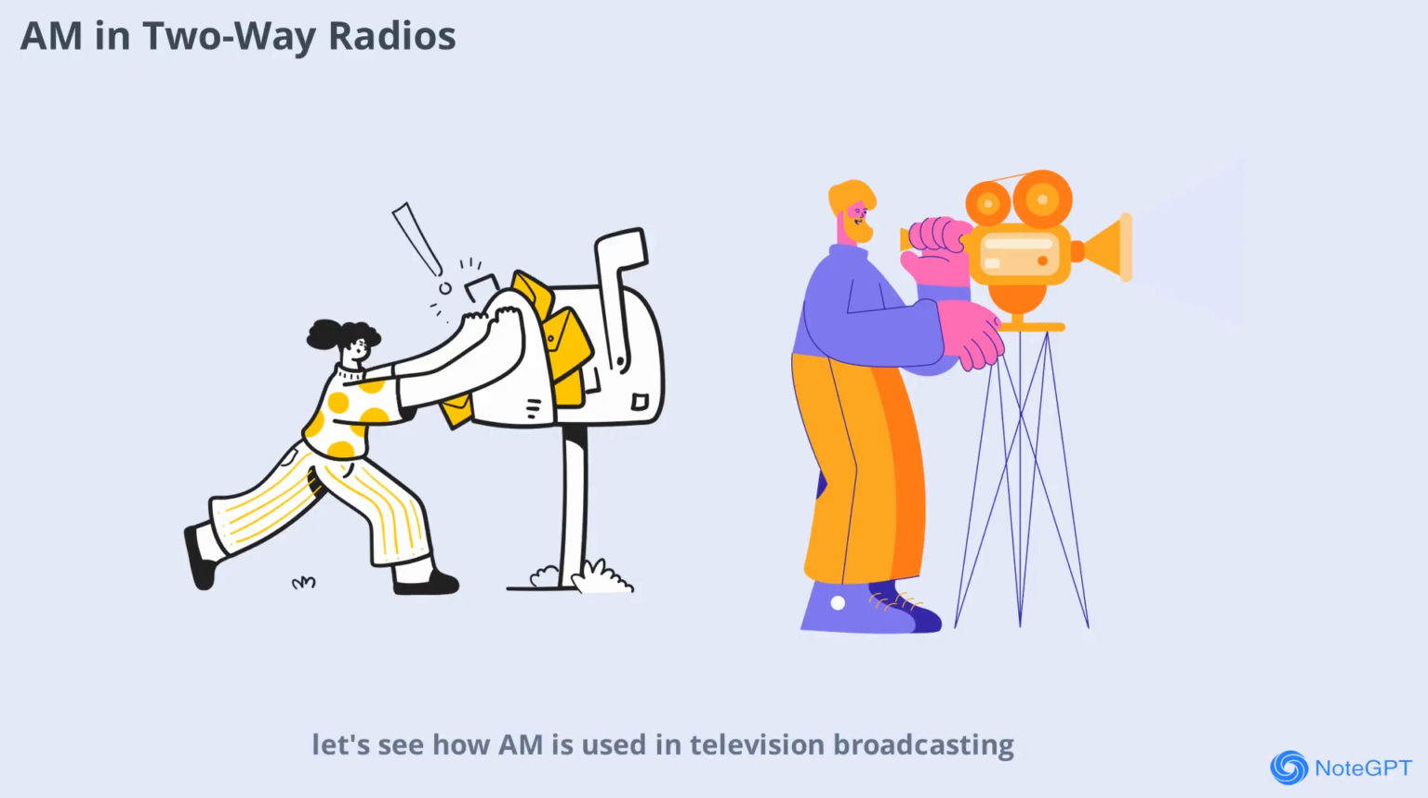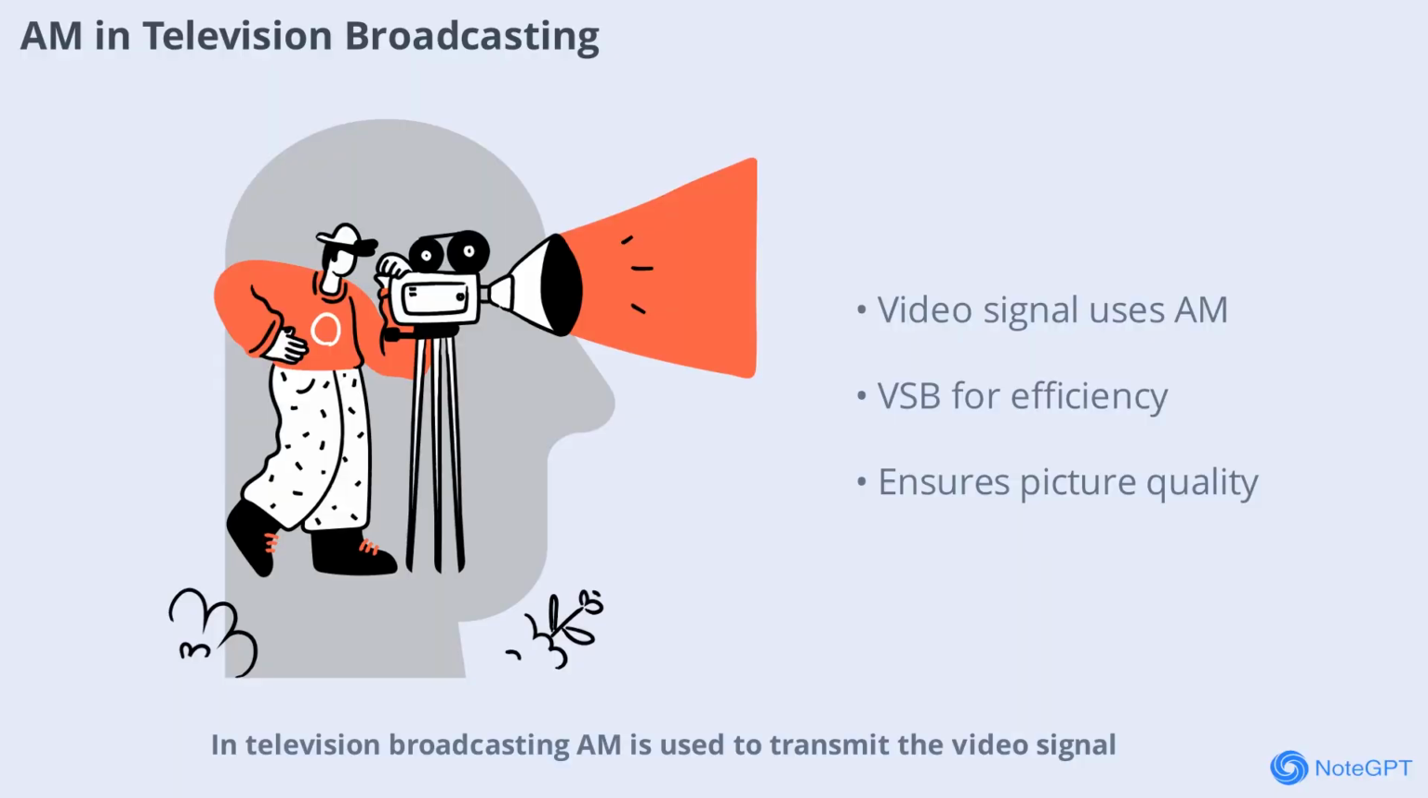Now, let's see how AM is used in television broadcasting. In television broadcasting, AM is used to transmit the video signal, while FM is typically used for audio. The use of Vestigial Sideband (VSB) modulation allows for efficient use of bandwidth while maintaining high picture quality. This combination of AM and FM ensures that viewers receive both clear images and sound.